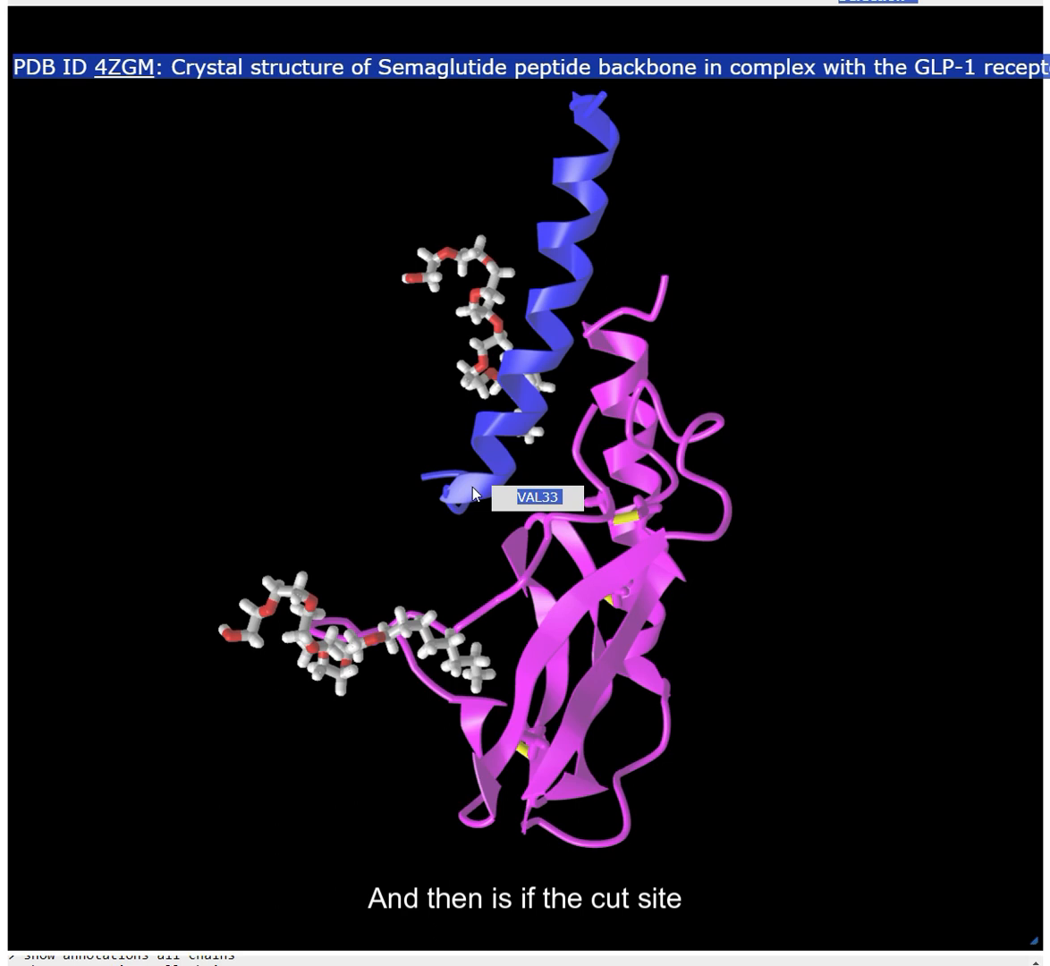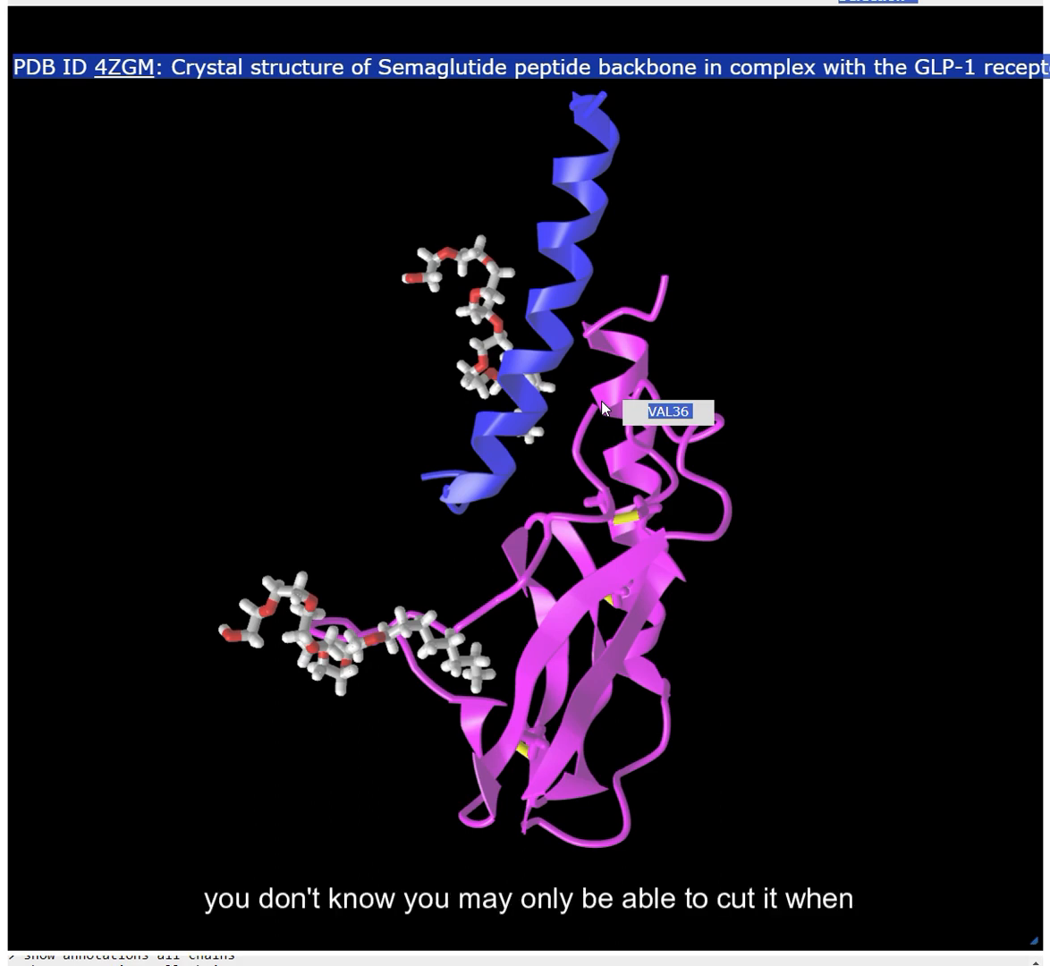If the cut site is out here somewhere in the extracellular fluid, then you could have it bound and have it easily cut. It would be harder to imagine if it was in this portion and it was bound. But then again, you don't know.